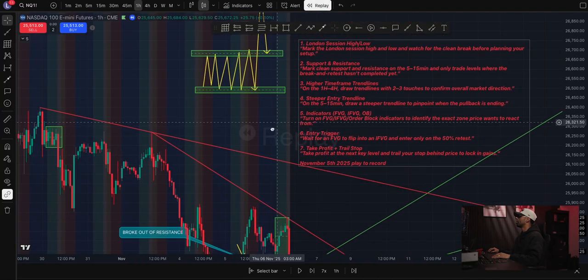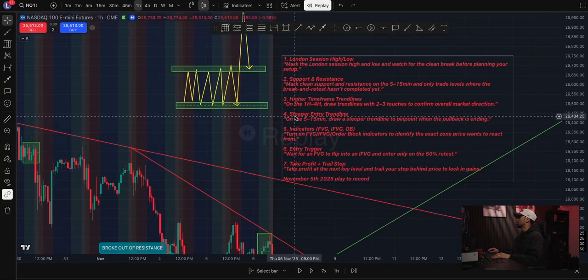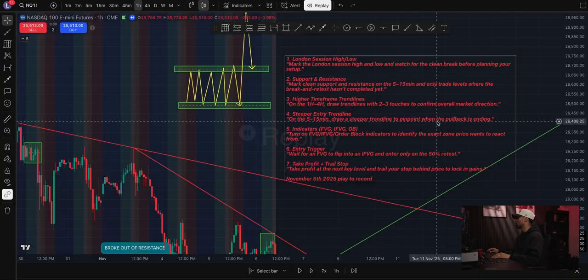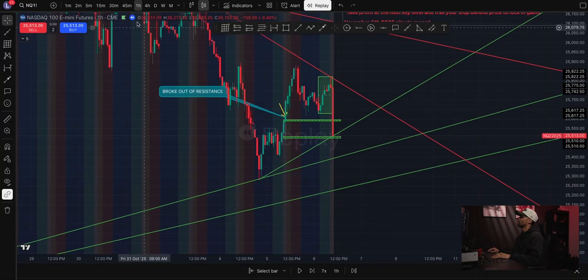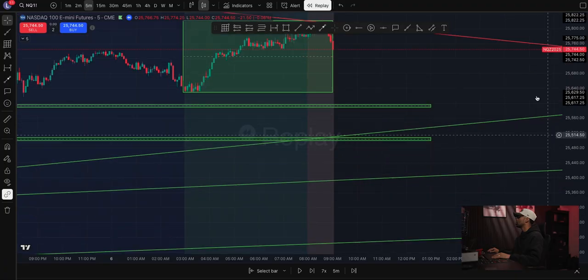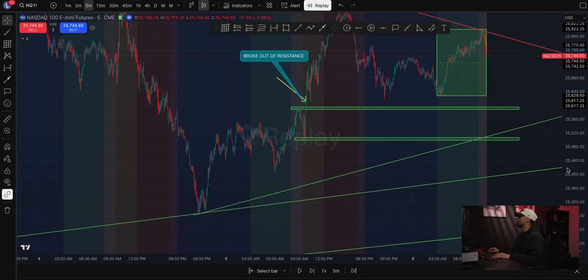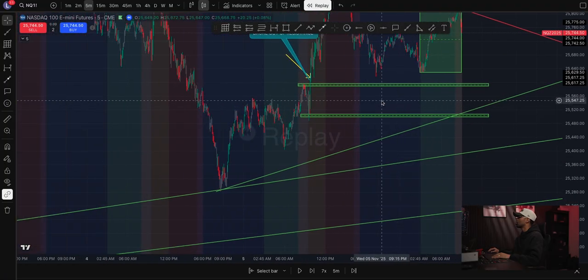All right. So steeper entry trend lines. All right, this is the next step. Step number 4. On the 5 or the 15-minute, draw a steeper trend line to pinpoint where the pullback is ending. Okay. All right, so we're going to drop back down to the 5-minute. All right. So as you can see, the 5-minute gives us a lot more detail.